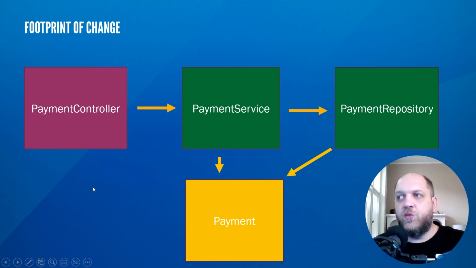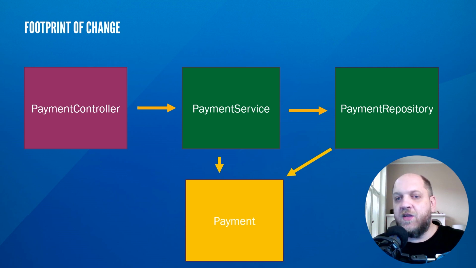This means that if we would need to change something to our payment or to any functionality of the payment, we would need to come and look in the payment controller, then probably would have to also look in the payment service and then in the payment repository, and maybe we need to make some changes also in our payment class, which is part of our domain layer or entities.